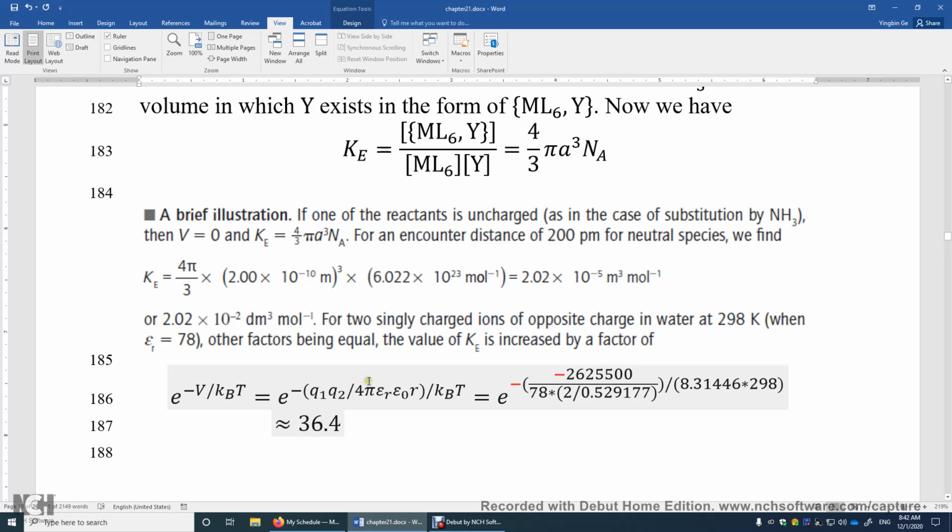If you have taken general physics, the Coulombic potential energy between two charges in vacuum is Q1 times Q2 over 4 pi epsilon r. But now if it's in water, okay, this epsilon r, we need to take that into account. It's 78 for water. And then we do the calculation, and then over kBT. We get 36. So this K sub E, the Eigen-Wilkins equilibrium constant, is increased by a factor of 36.